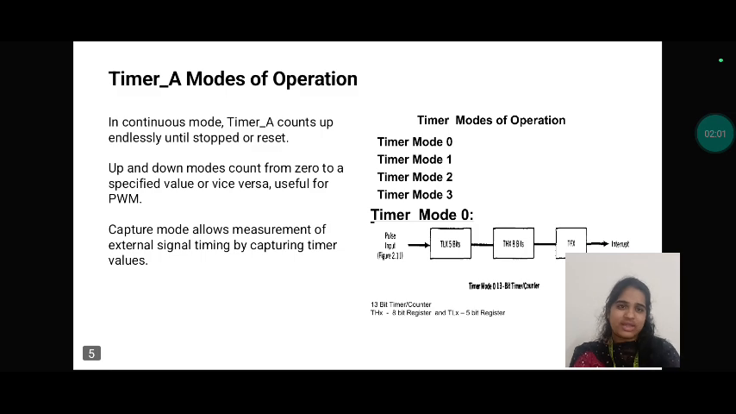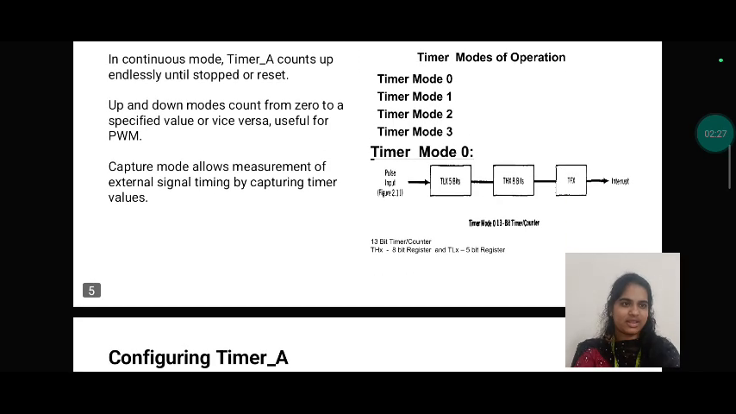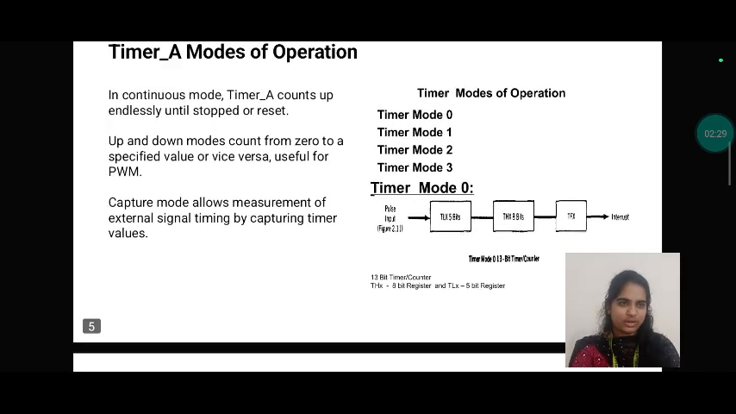Up/down mode counts from 0 to a specific value and vice versa, useful for PWM. Capture mode allows measuring external signal timings by capturing timer values. The timer modes of operation are timer mode 0, timer mode 1, timer mode 2 and timer mode 3. In timer mode 0, a pulse input goes to the TLX bits, TXP bits and TFL. The final output is the interrupt.